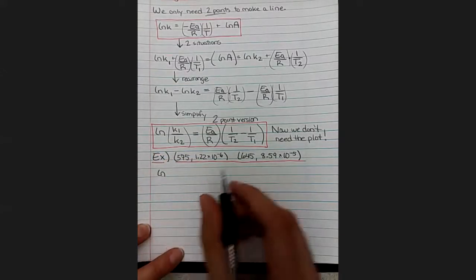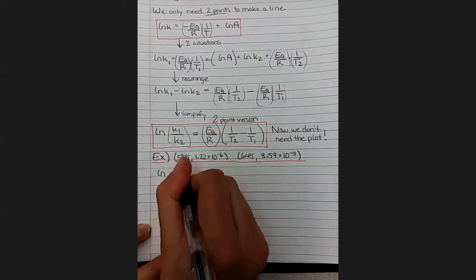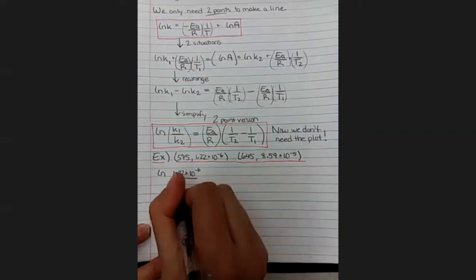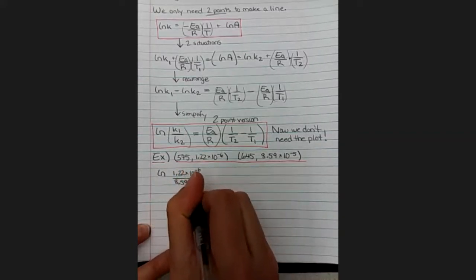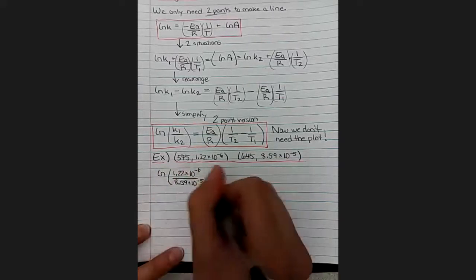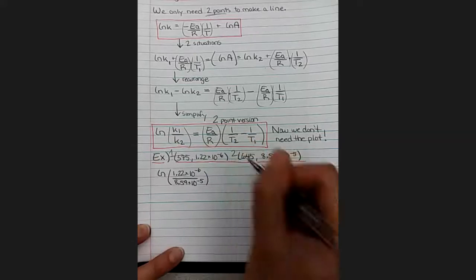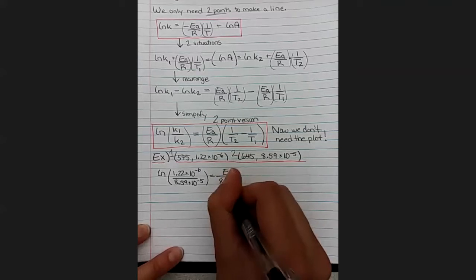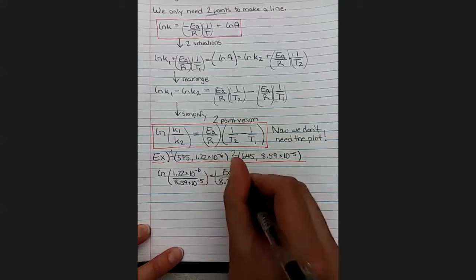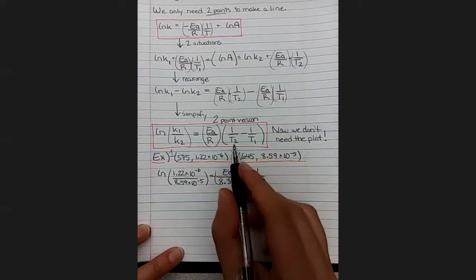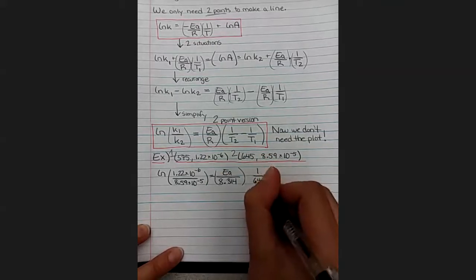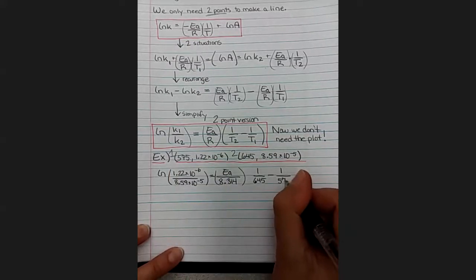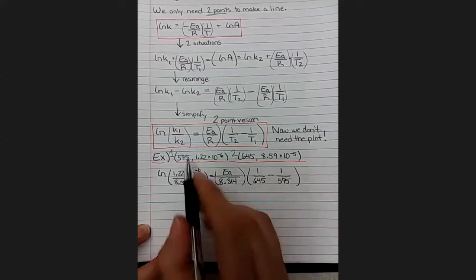So natural log of K1, that's going to be this one, 1.22 times 10 to the negative 6, over K2, which is going to be this one. Make sure you keep track of which one is 1 and which one is 2. So that equals activation energy we're trying to find. R constant is 8.314. 1 over temperature 2, which is 645. Make sure that's in Kelvin. And over T1, which is 575. And make sure you get the 2's and the 1's right.